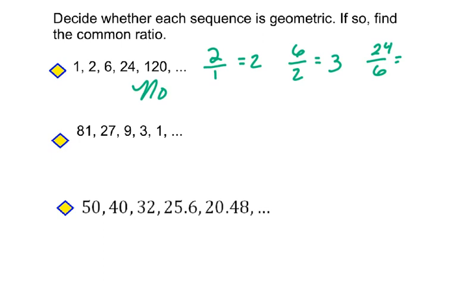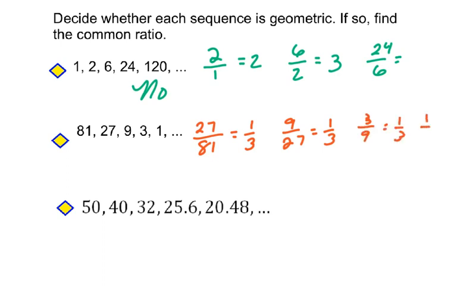Our second example, we do 27 over 81, which reduces to 1/3. We do 9 over 27, which reduces to 1/3, and then the fourth term over the third term, 3 over 9, which reduces to 1/3. So yes, and the common ratio is 1/3. Please keep anything that does not terminate in fraction form.